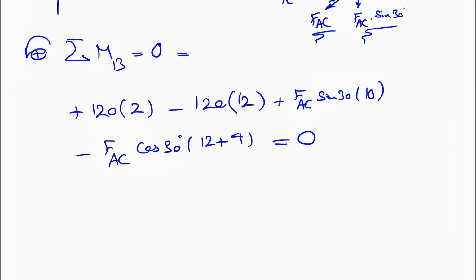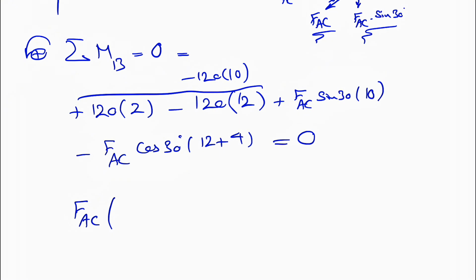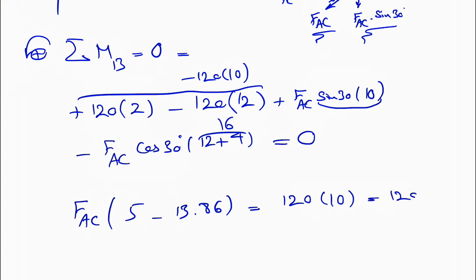So we're going to bring the 120 on the right. If we look at this, this will be basically minus 120 times 10, and we're going to factor FAC on the left side of the equation, and bring the 120 on the right side later. So sine of 30 is 0.5 times 10 will be 5. And we have 16 times cosine of 30, that would give us 13.86. And on the right side, we have basically 120 times 10, which will be 1200.